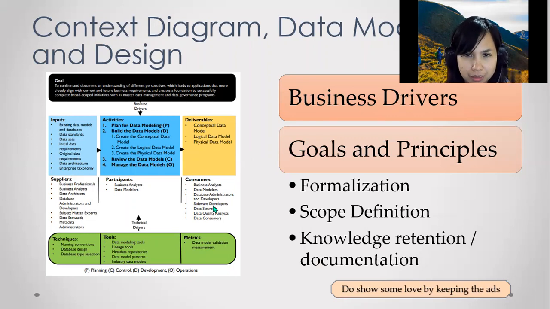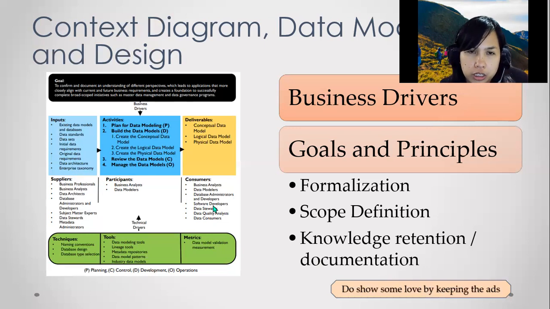Now, data models are an important form of metadata, and in confirming and documenting the understanding of different perspectives, they facilitate many different points. The first of which is formalization. What does that mean? It means that a data model documents a concise definition of data structures and relationships, and it enables assessment of how data is affected by implemented business rules for the current as-is states or desired target states.